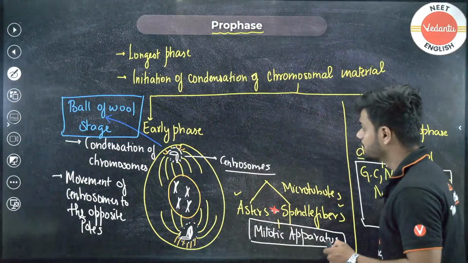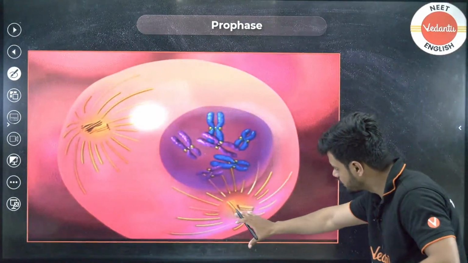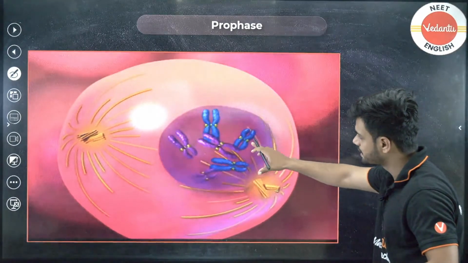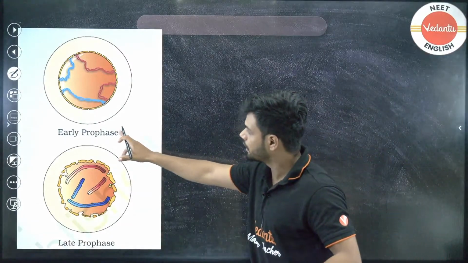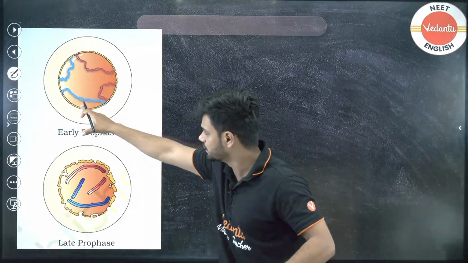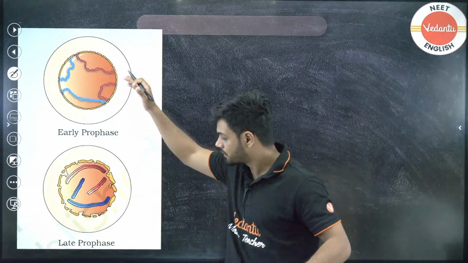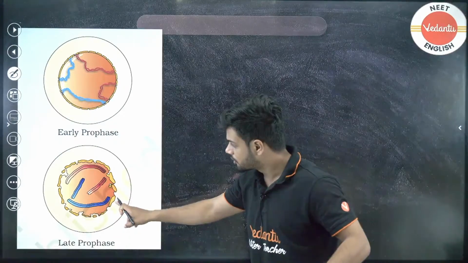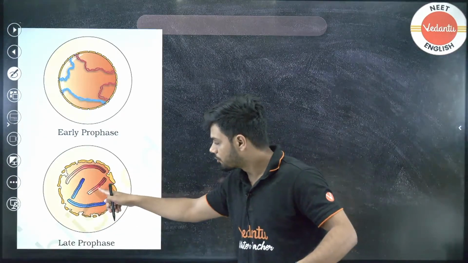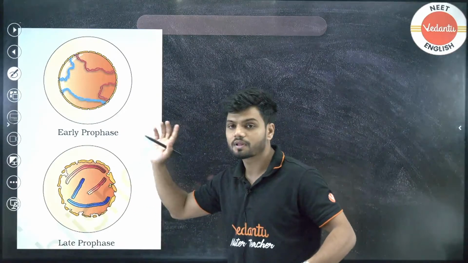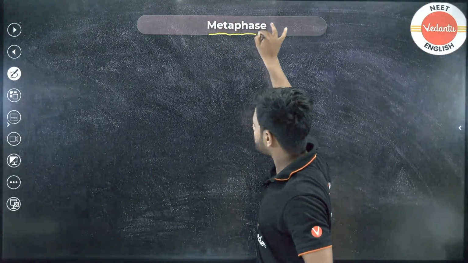Okay. Now, prophase is done. Movement of centrosome towards the opposite poles, condensation of chromosomes. This is your early prophase. Can you see the nuclear envelope is there? Chromatin is just floating. But as soon as we come to late prophase, the nuclear envelope has disappeared and condensation of chromosomes is happening. Okay. Now, the next one is metaphase.